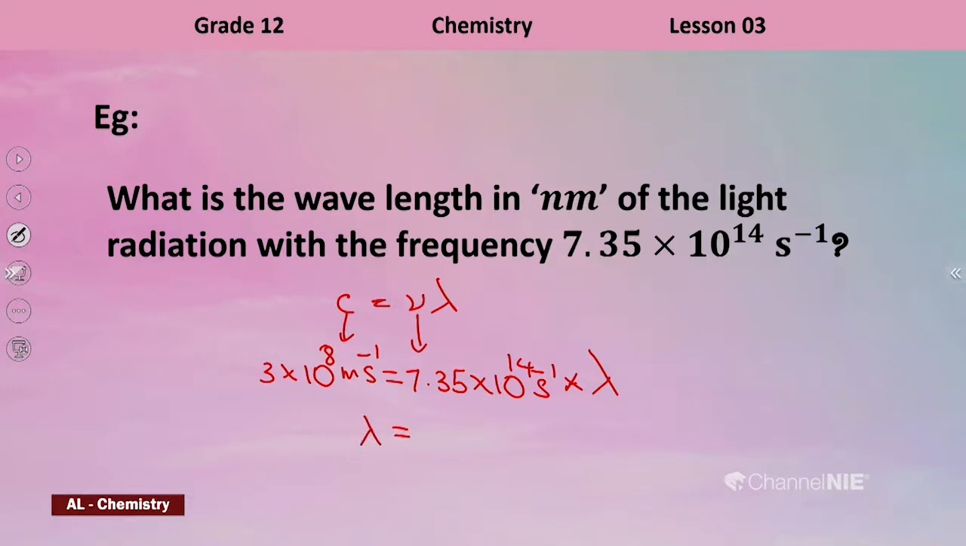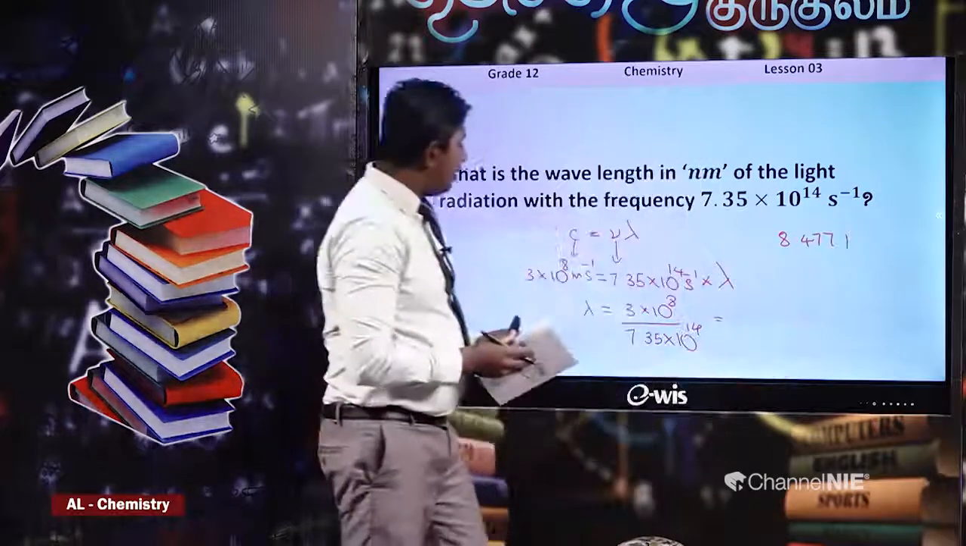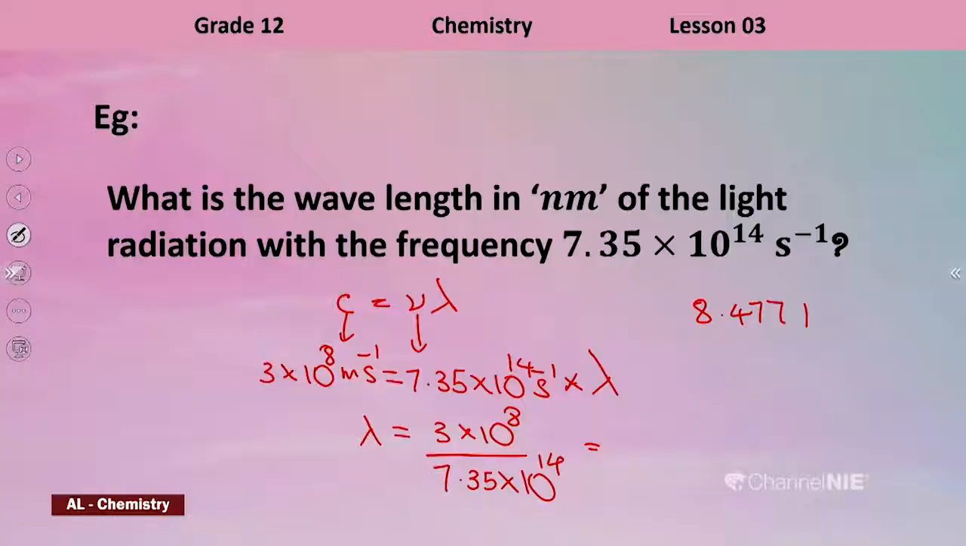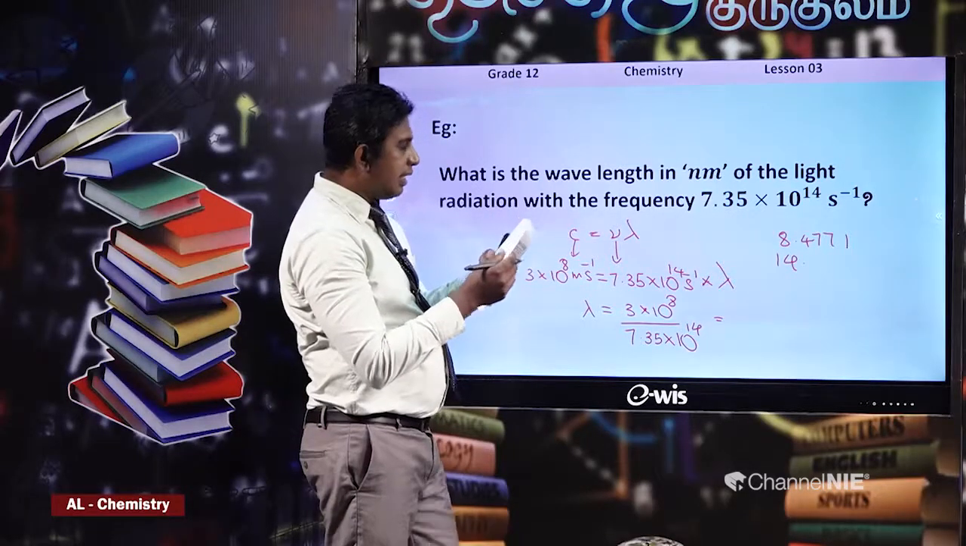Lambda equals 3 into 10 to the power 8 divided by 7.35 into 10 to the power 14. So in log, you need to first find the log of 3 into 10 to the power 8. So it is 8.4771. Then students, the log of the other value could be found as 14 point, you need to find the log of 73 and 5. I got that, it's 8663.